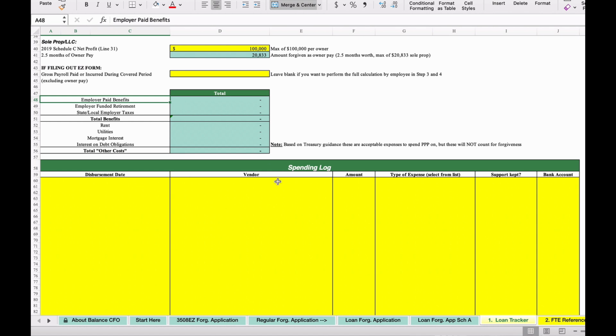So you're going to put that all down here, and then you're also going to put other non-payroll costs: rent, utilities, mortgage interest, interest on debt obligations. You're going to put all of that down here, and you're going to select it. I'm not going to fill out all of this.